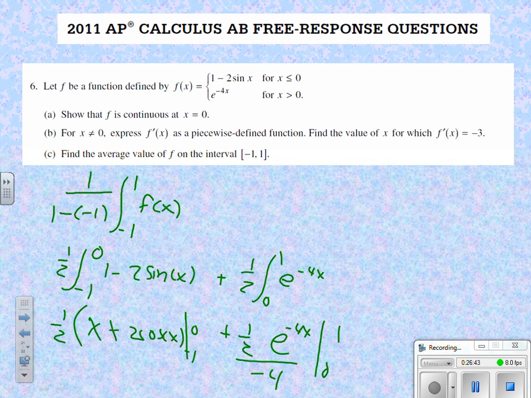Now, how do you know it's the addition between the two piecewise functions? Well, you have to consider what this curve would look like. 1 minus 2 sine of x would be some sinusoid over here on the left, headed for the point 0, 1. And then e to the -4x, that's e to the 0. It's going to be some exponential curve headed off to the right. And if I start at -1, I'm going to have this type of region, and go from 0 to 1, I'm going to have some other region. To get the total, I'm going to have to integrate them separately.